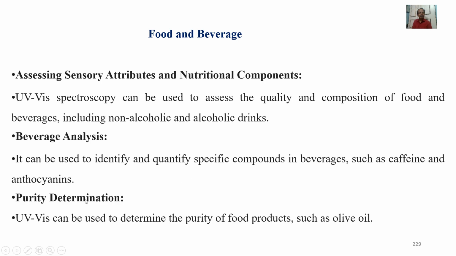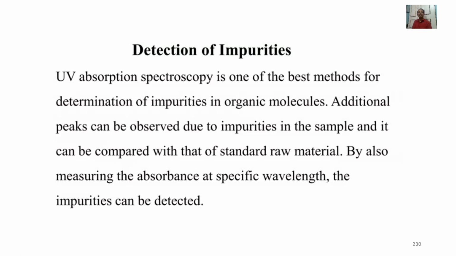Purity determination. UV spectroscopy can be used to determine the purity of food products such as olive oil. Detection of impurities. UV absorption spectroscopy is one of the best methods for determination of impurities in organic molecules. Additional peaks can be observed due to impurities in the sample, and it can be compared with that of standard raw material. By also measuring the absorptions at specific wavelength, the impurities can be detected.